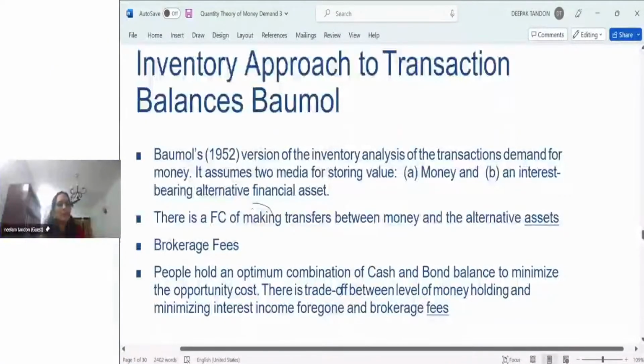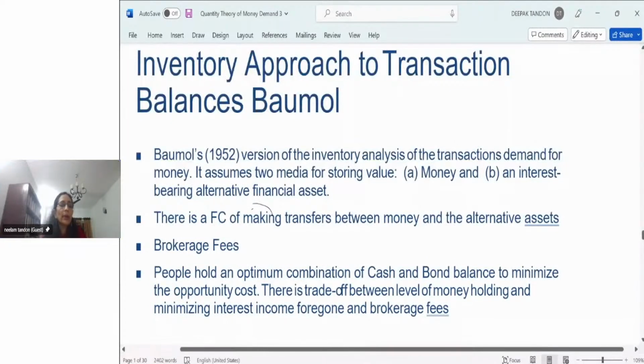Okay. So I hope the Keynesian theory is clear to all of you. Now we are heading towards the next theory, the inventory approach to transaction demand by Baumol. This is also known as the cash balance approach, and it takes care of two parameters: one is money, and the second is interest bearing. So Baumol has created a portfolio of two things, cash and bonds.